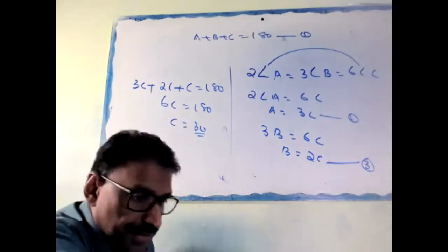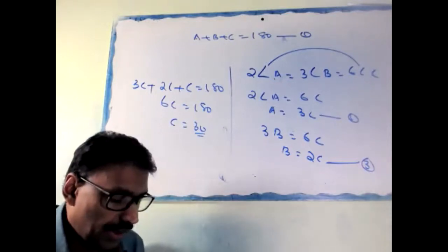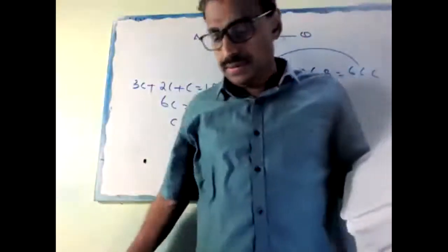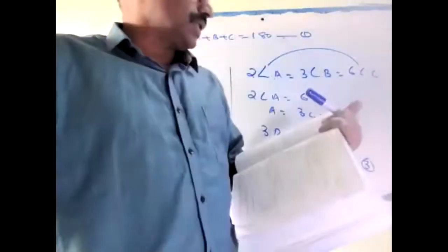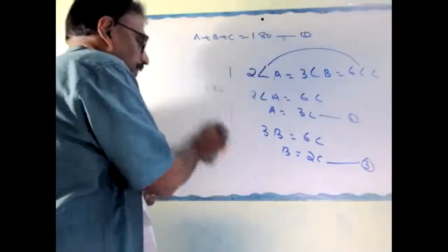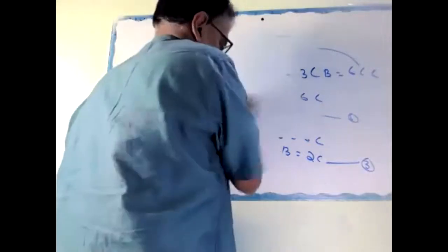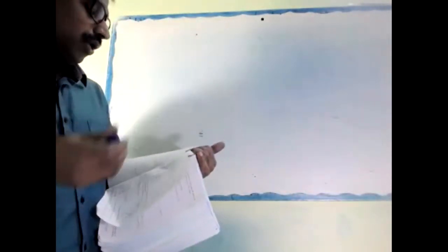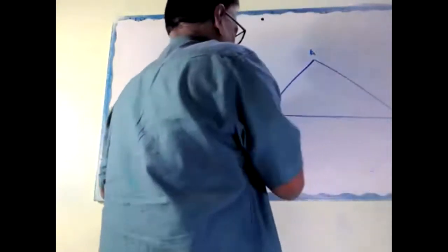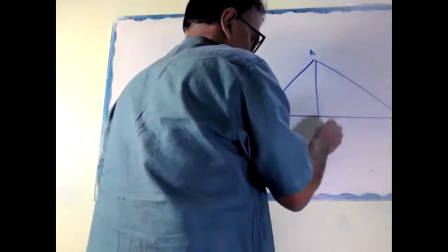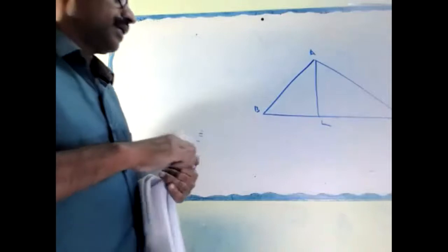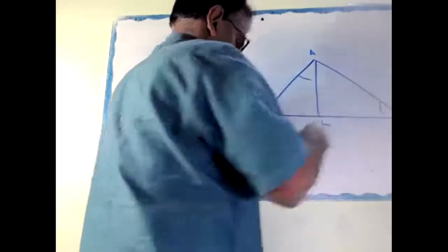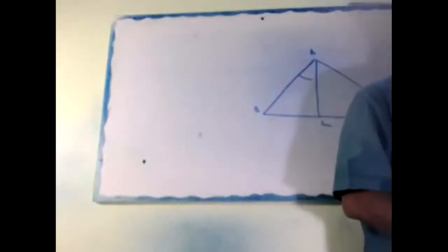Okay, so the next question. A triangle ABC is right angled at A. AL is drawn perpendicular to BC. Prove that angle BAL equal to angle ACB.